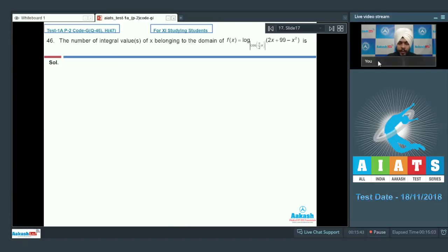So moving on to question number 46, it says that the number of integral values of x belonging to the domain of the function f(x) equal to log of (2x plus 99 minus x square) to the base cos of (pi x by 2) is. So students, we already know that the domain of f(x) equal to log x to the base a contains 3 conditions. The conditions are x has to be positive, that is the number, a has to be positive, and a is not equal to 1.